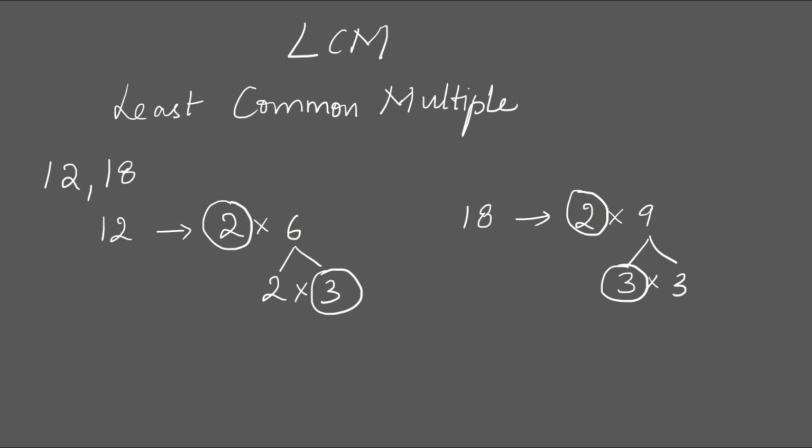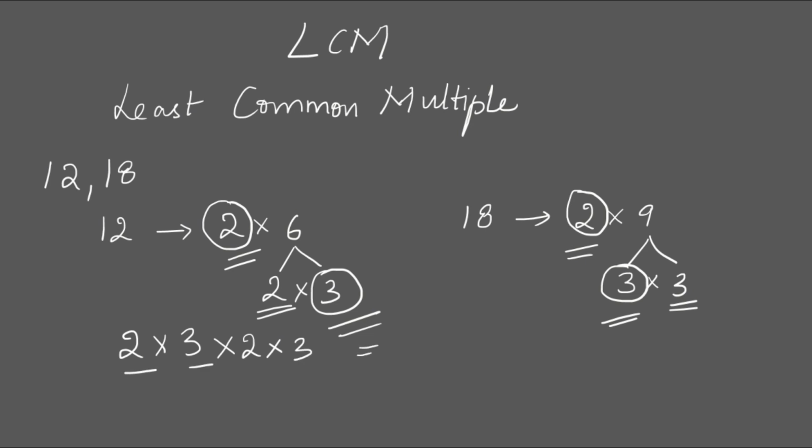So the LCM will be 2 into 3, which are common, and the leftover prime numbers 2 and 3, which is 2, 3 is 6, 6 2 is 12, 12 3 is 36, 36. So the LCM of 18 and 12 is 36.